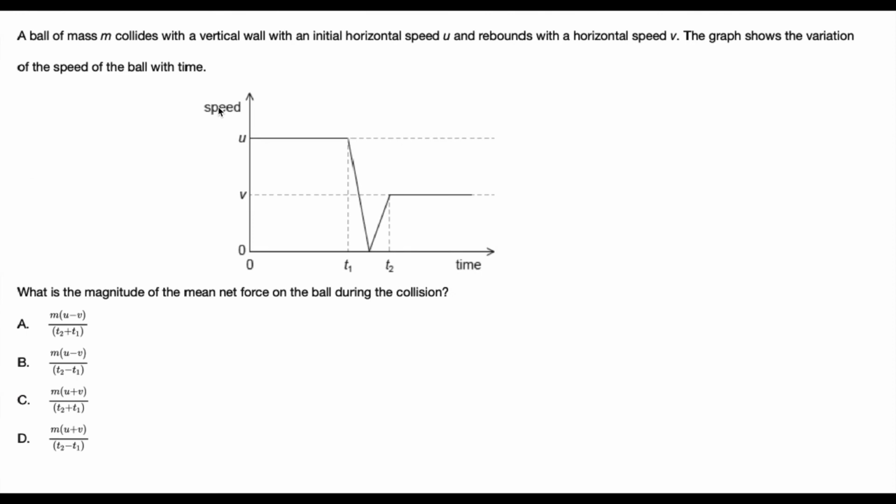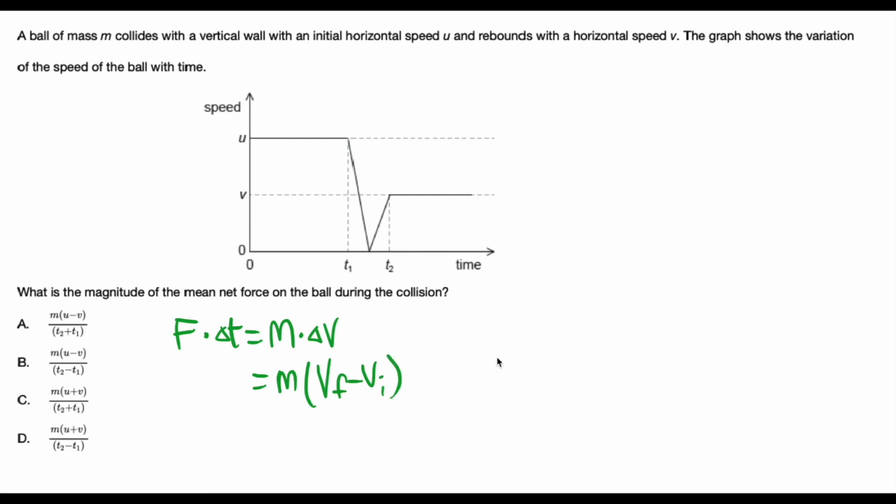A ball of mass m collides with a vertical wall with an initial horizontal speed u, and then it rebounds with a horizontal speed v. The graph shows the variation of the speed of the ball with the time. What is the magnitude of the mean net force on the ball during the collision? So we know impulse is equal to net force times delta t, which is equal to change in momentum, so m times change in velocity. So this is equal to mass times final velocity minus initial velocity.